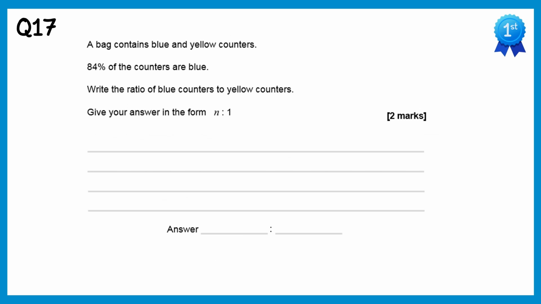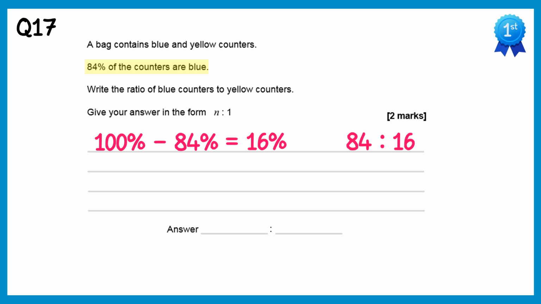For this question, we're told 84% of the counters are blue. Since the rest are yellow, we know this must add up to 100%. So do 100%, take 84%, and you get 16%. So 16% are yellow. So if we write the ratio of blue to yellow, it's 84 to 16.